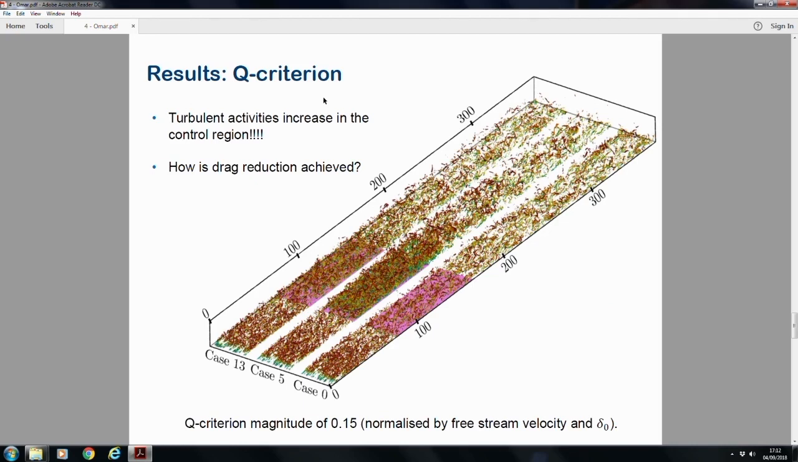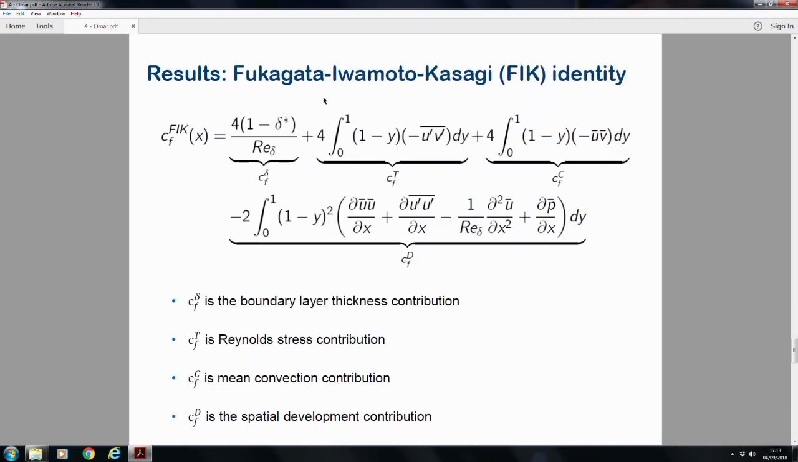This is an instantaneous visualization of the flow using Q criteria. And we can see here, over the blowing region, this pink area, the turbulence activities increase dramatically for both cases compared to the canonical case. So this raises a question: how do we reduce the drag and at the same time increase the turbulence intensity? The answer comes from the FIK identity, where the skin friction coefficient is decomposed into 4 components: the boundary layer thickness contribution, the Reynolds stress contribution, the mean convection contribution, and the spatial development contribution.